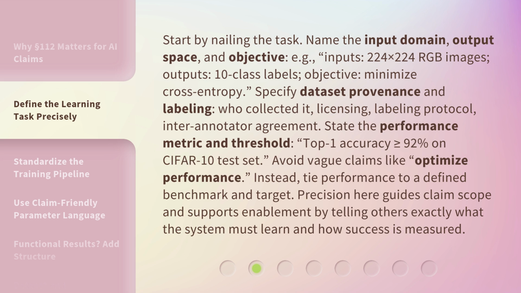State the performance metric and threshold. Top-1 accuracy is greater than or equal to 92% on the CIFAR-10 test set. Avoid vague claims like "optimize performance." Instead, tie performance to a defined benchmark and target. Precision here guides claim scope and supports enablement by telling others exactly what the system must learn and how success is measured.